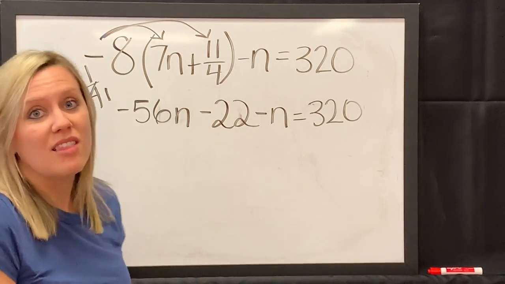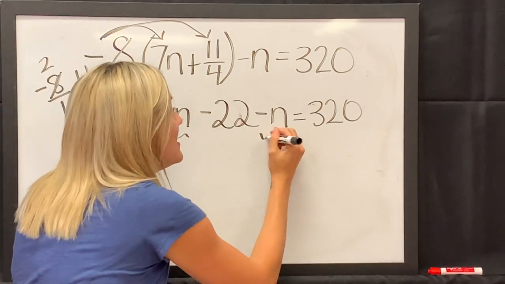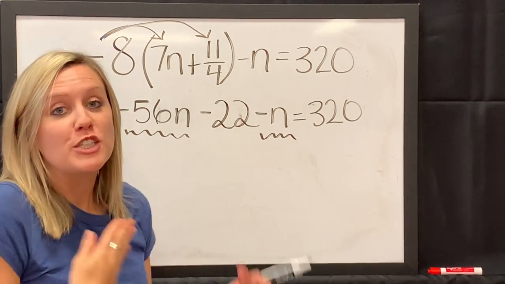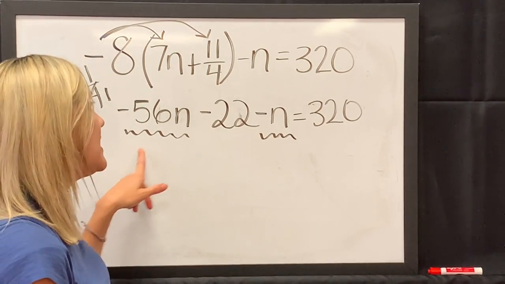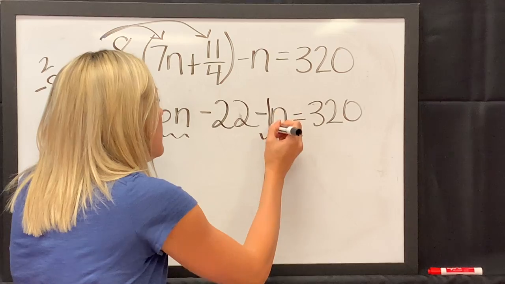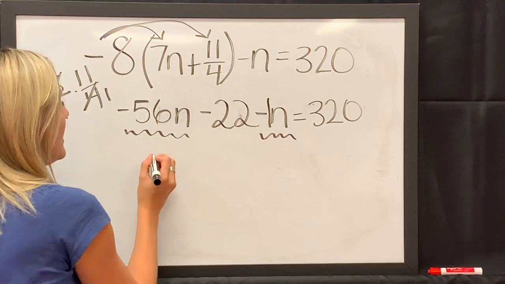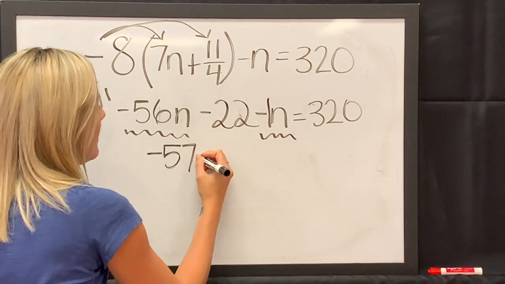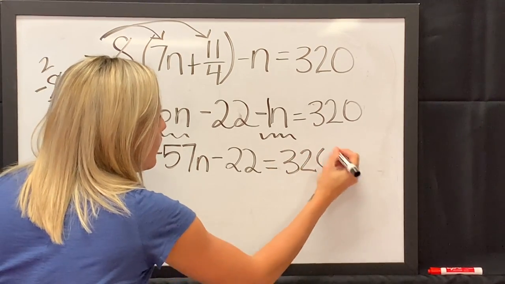Now, just like the last problem, I notice that I have negative 56n and I have this negative n on the same side of the equal sign. So when that happens, just like the last problem, I can combine them. So this is negative 56, and this one, since it doesn't have a number out in front, that implies that there's a 1 there, just 1n. Okay, so a negative 56 and a negative 1 is going to give me negative 57n, minus 22 equals 320.